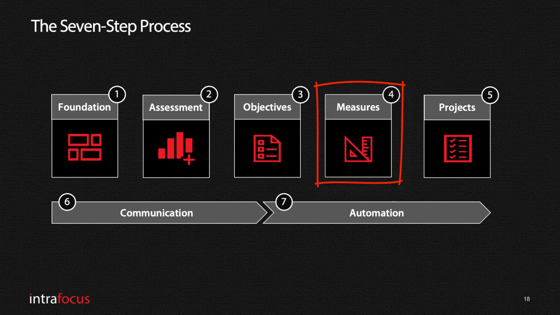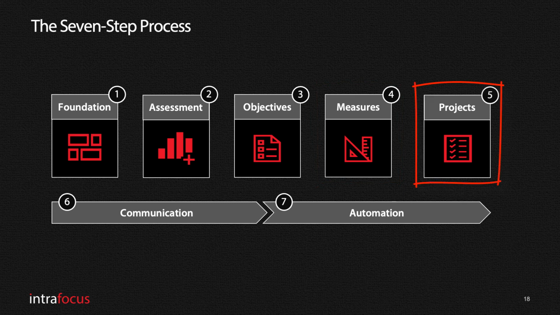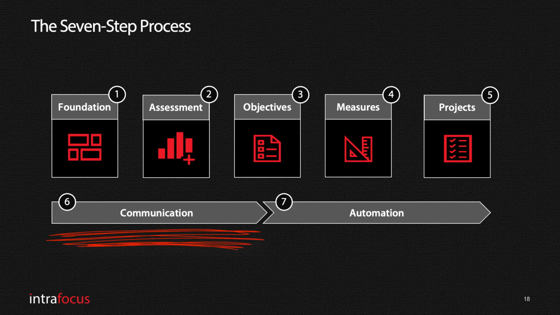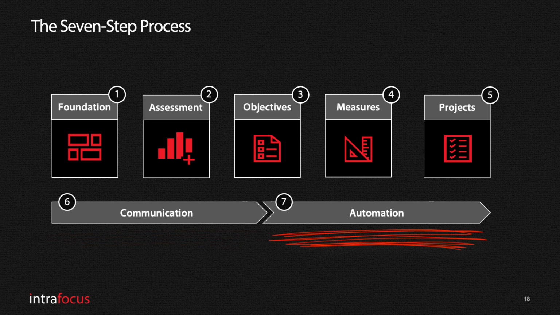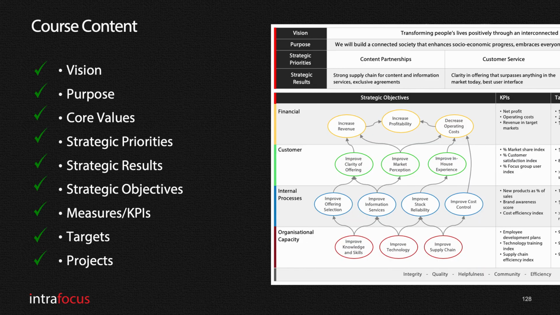Step 4 examines how to measure objectives and considers target setting. Step 5 looks at what projects need to be put in place to drive the objectives. Step 6 looks at how to communicate strategy to employees, partners, customers, and other stakeholders. And Step 7 looks at how a strategy can be automated, just like any other business process. By completing this course, you will learn a strategic planning process based on the Balanced Scorecard. You will also have a set of tools to help you run some strategic planning workshops, which will enable you to create a strategy for your organization.